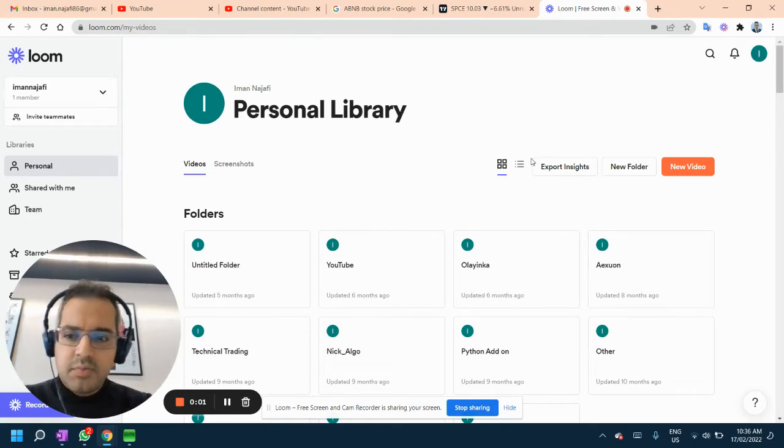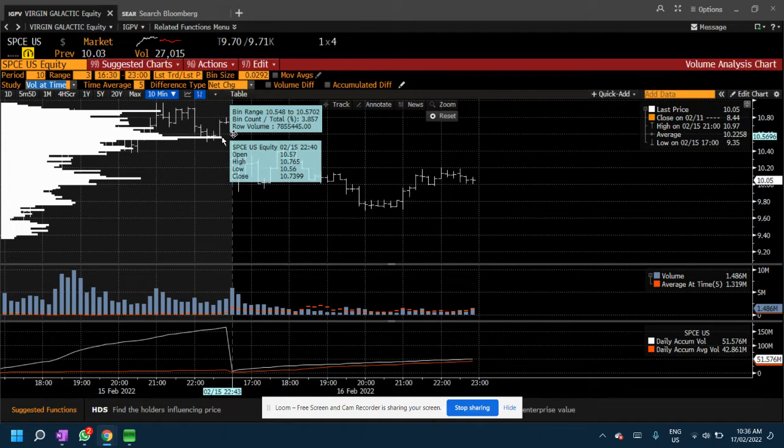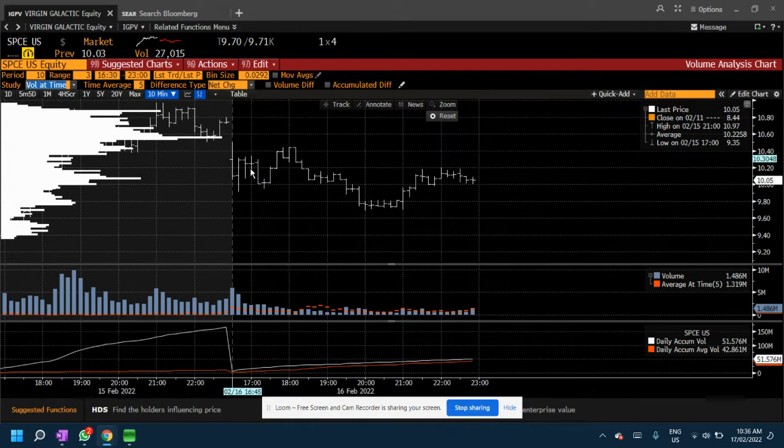Today I'm going to analyze the volume and identify the resistance point based on the volume of the trades for a specific stock. I'm considering SPCE for my analysis today. We believe that resistance and support points happen at the points that have the most volume of trades.